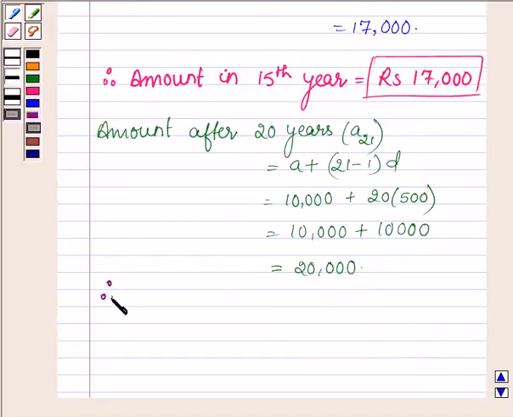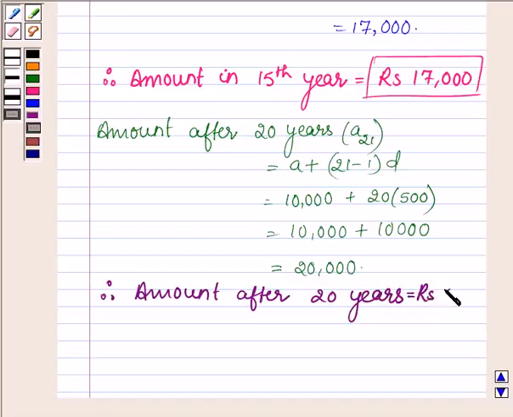And therefore, amount after 20 years is equal to rupees 20,000. And hence our answers are, the amount after 15 years is 17,000 rupees, and the amount after 20 years is 20,000 rupees.